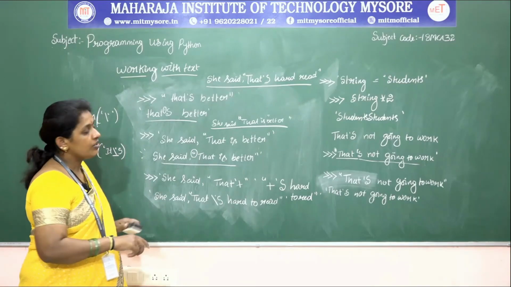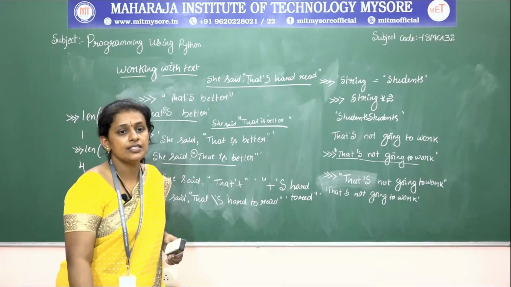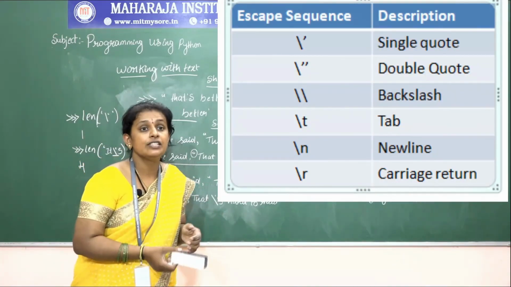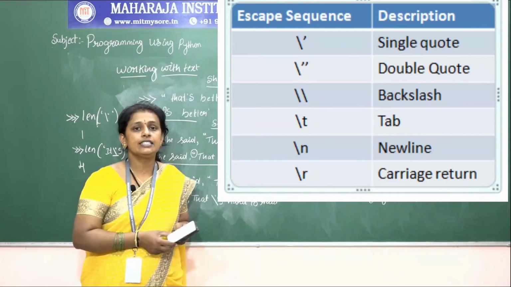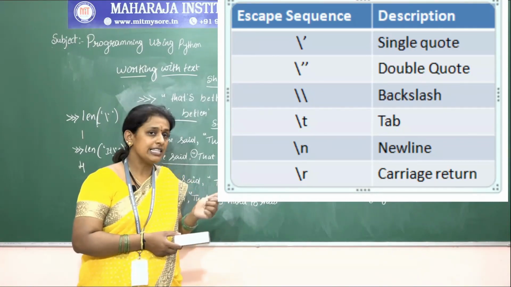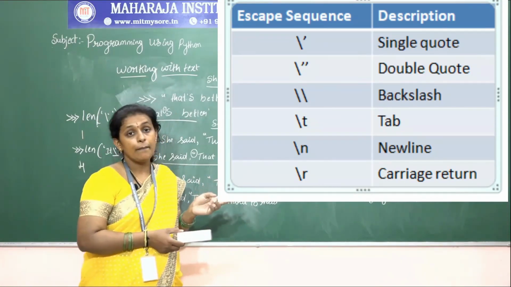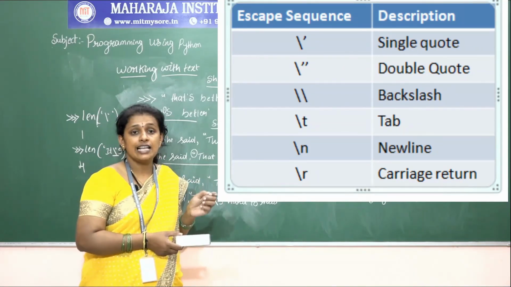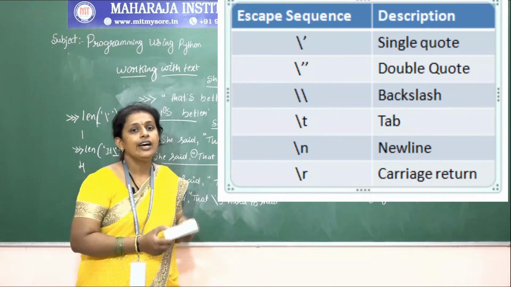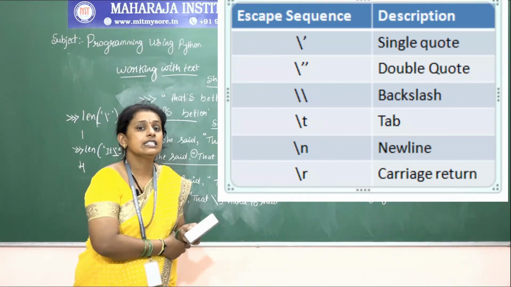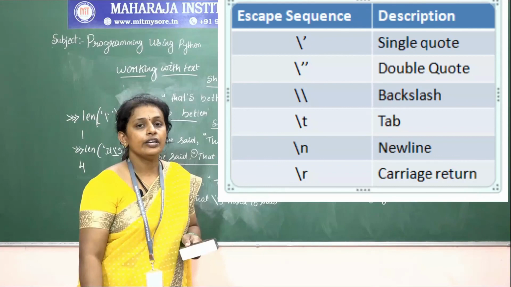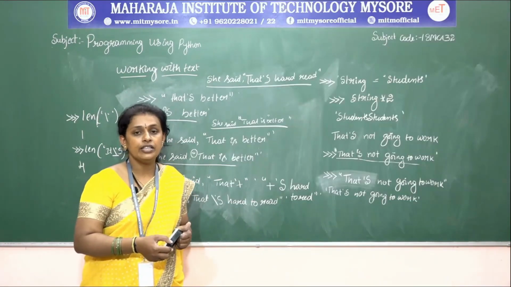Python has several escape sequences. On my left-hand side you can see the different escape sequences which are present. First it is backslash single quote, then backslash with double quotes, and two backslashes. Next, backslash T is used for tab, backslash N is for new line, and backslash R is for carriage return. With this I am going to end this session.